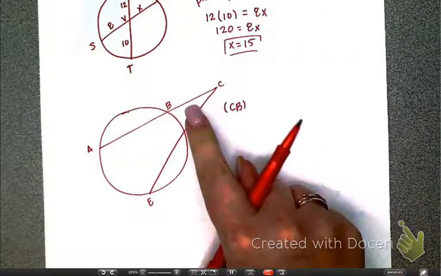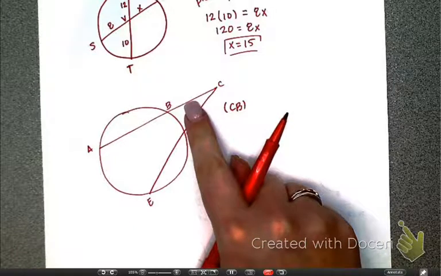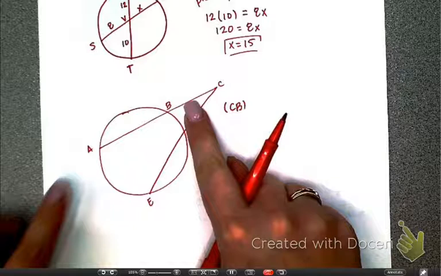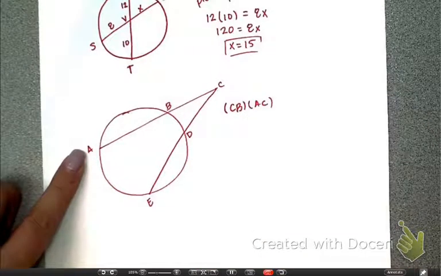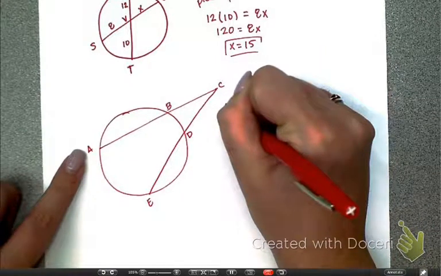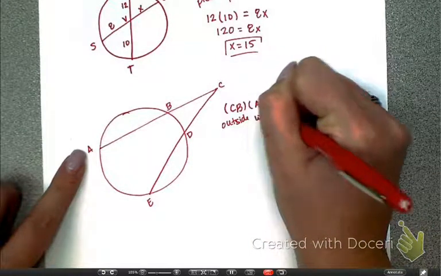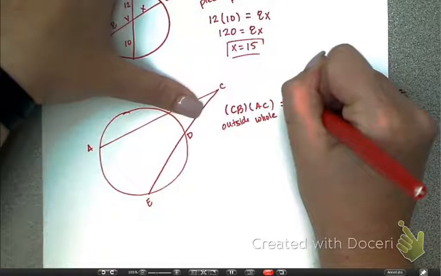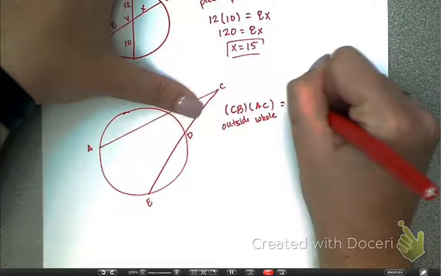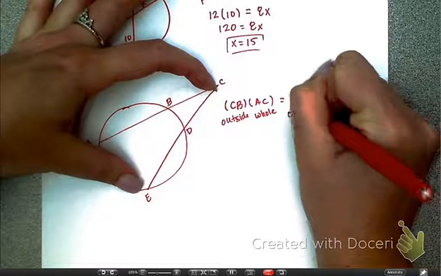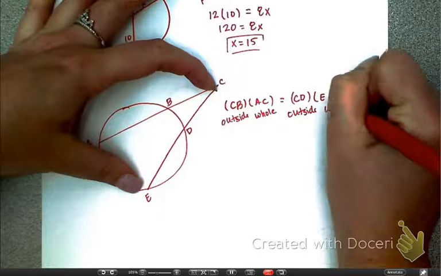CB, which is the outside piece of the secant, times that entire secant. So it's the outside times the whole. Okay, that's going to equal the outside piece of the other one times the whole thing. So again, outside times whole.